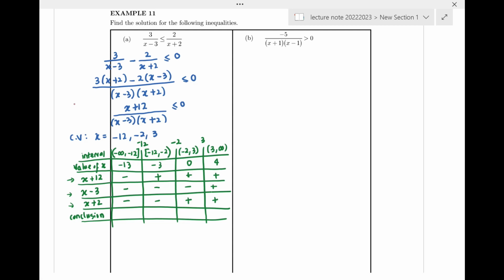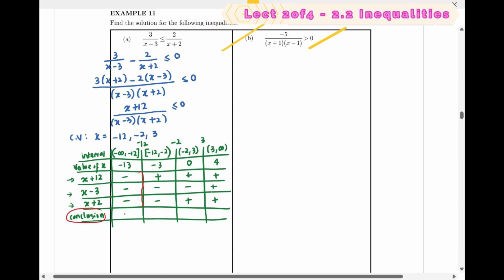So after that, we have to conclude everything. So how to conclude this? Conclusion. So from all these three, okay, negative times negative is positive, positive times negative is negative. So put the negative. The second one, positive times negative is negative, negative, negative, positive. So here, positive, negative, negative, negative, positive, negative. And last one, positive, positive, positive is positive.